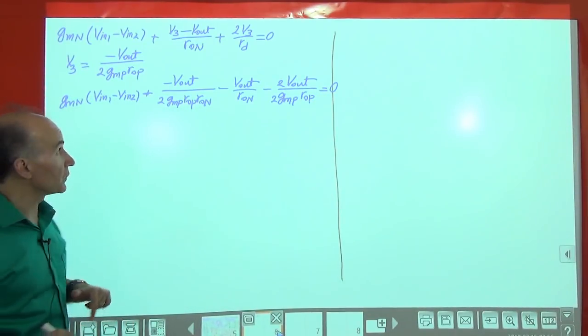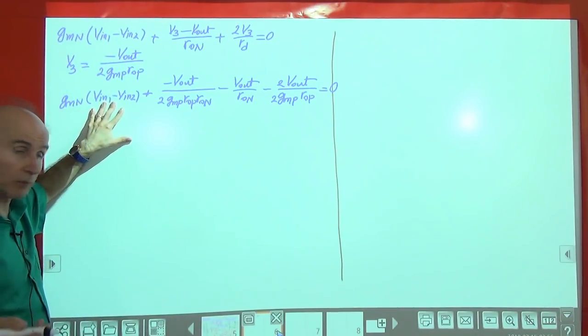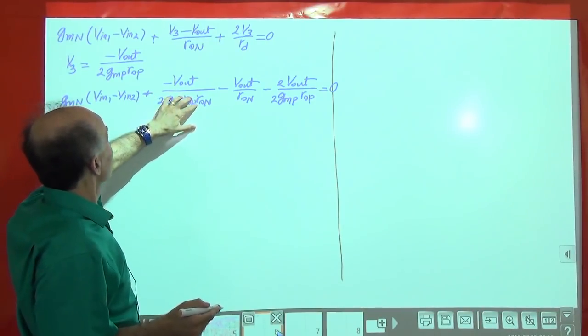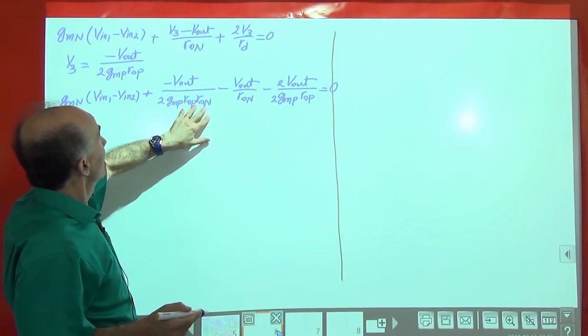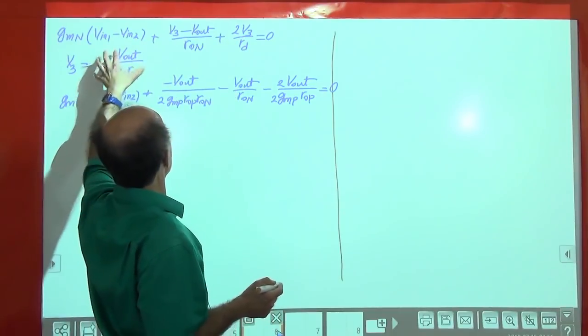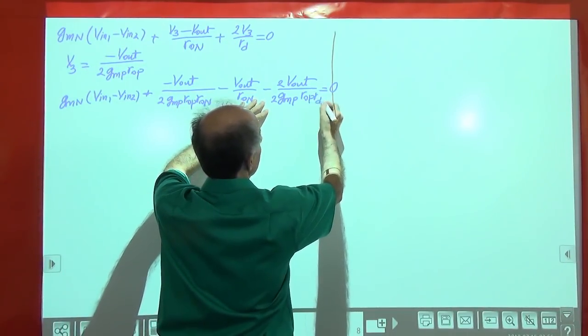Okay, all right, so this is what we got. We have this expression, which is the differential input voltage. V out is the output of interest. And we have a V3 over RON here, so this is divided by RON. Then we have minus V out over RON, and then we have 2 times this divided by RD. I forgot my RD here, RD.